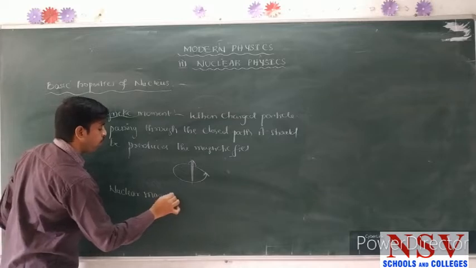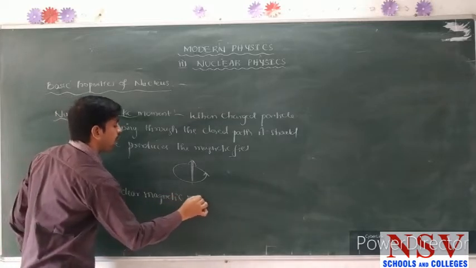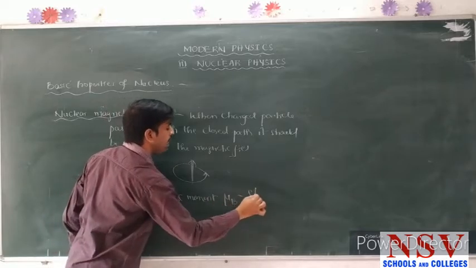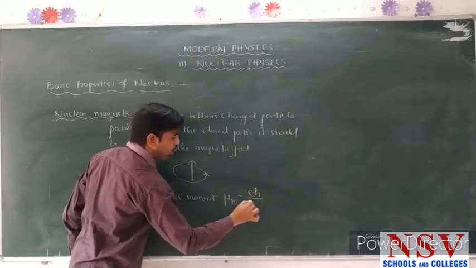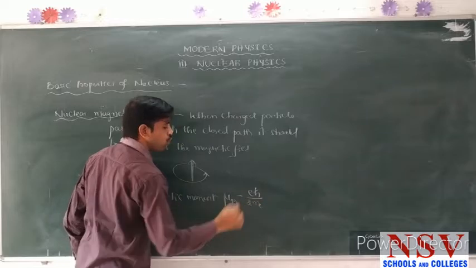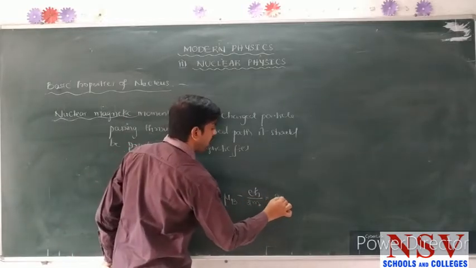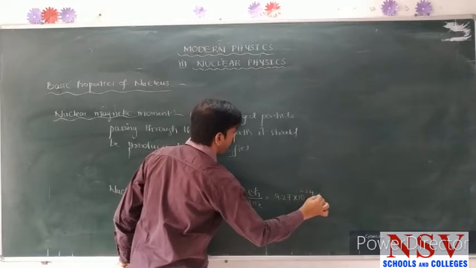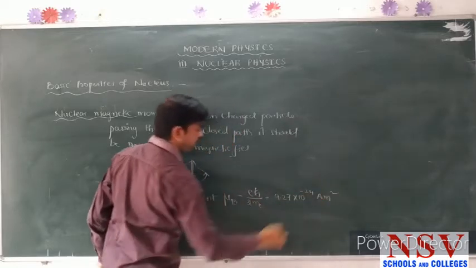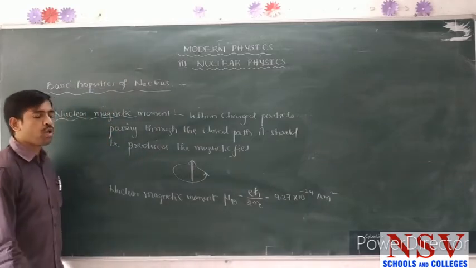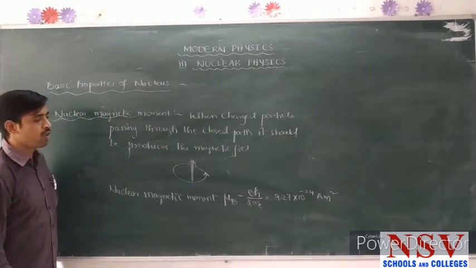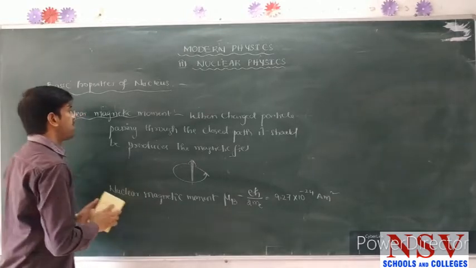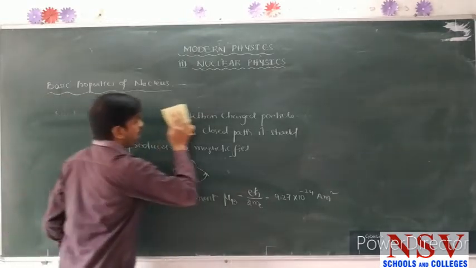The nuclear magnetic moment we can denote by mu B. Here mu B is equal to eh cut by 2me. This value is approximately 9.27 into 10 power minus 24 ampere meter square. That is the nuclear magnetic moment. Next one is the electric dipole moment.